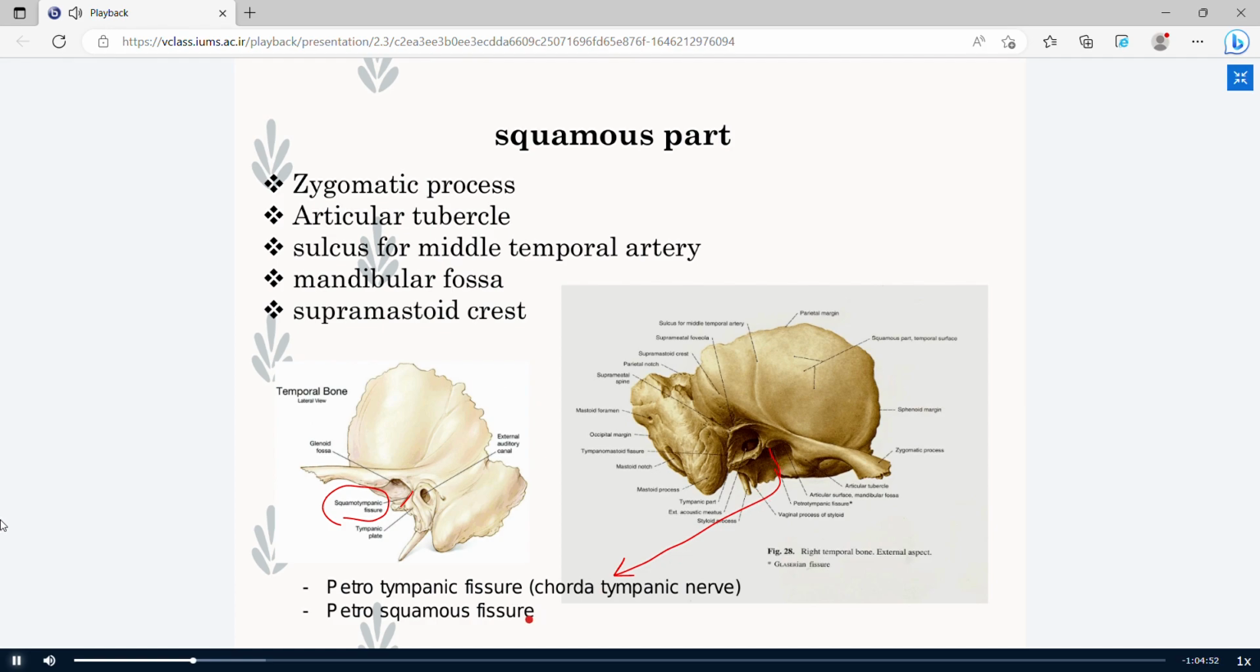The petrosquamous fissure is blind and there is no way anywhere. But the petrotympanic fissure leads to the middle ear and contains the chorda tympani branch of the facial nerve. This is very, very important. The petrotympanic fissure contains the chorda tympani nerve from the facial nerve.